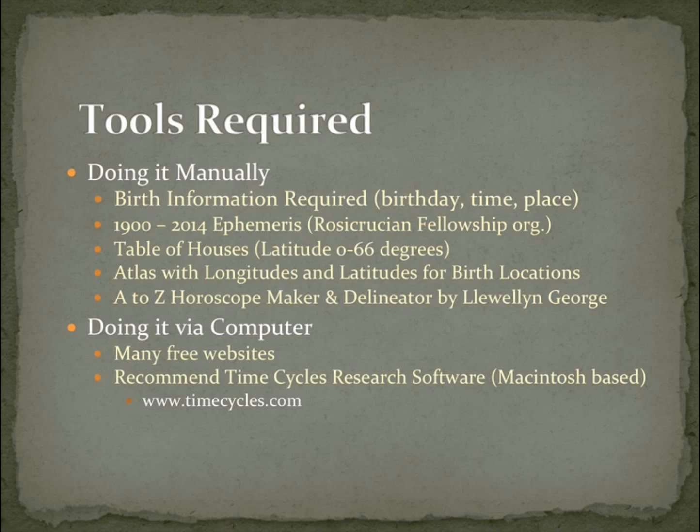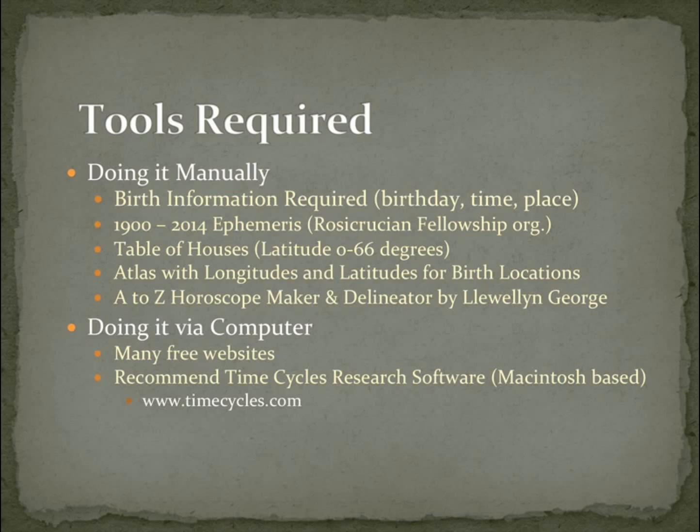The second book you will need is a table of houses. The Rosicrucian organization also publishes this book. You will use it to accurately place zodiac signs by degree on all 12 houses of your chart.